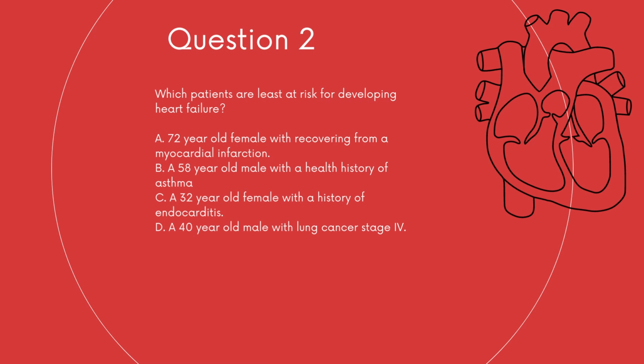Take your time. I'll go through the answers now, and then, like we did before, pause the slide, give yourself a minute between each question, and then we can go over the answer together. Option A, 72-year-old female who's recovering from an MI. B, a 58-year-old male with a health history of asthma. C, 32-year-old female with a history of endocarditis. And D, a 40-year-old male with lung cancer stage 4. Like I said before, the best way to dominate these sorts of questions is to tally off each characteristic of the answers and see which one has the greater number of risk factors.